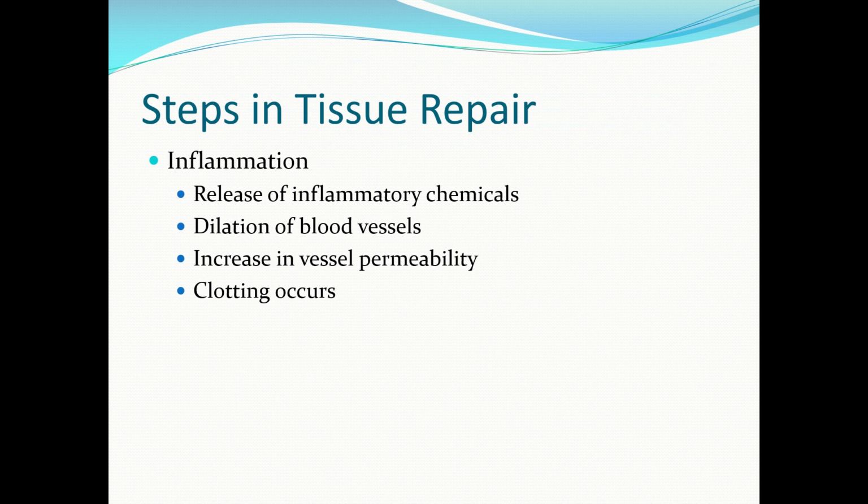Tissues can be damaged, and when that occurs, they need to repair themselves. And if they can't repair themselves, then as I mentioned, the injury will be lifelong. But there are many tissues that can repair, particularly the epidermis of the skin. And so when the epidermis is injured, the first step is inflammation. And this is the release of inflammatory chemicals.